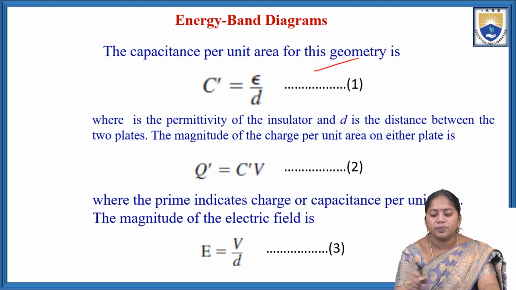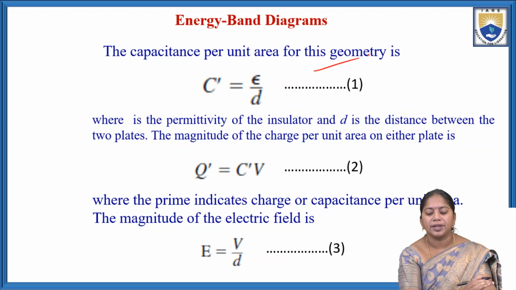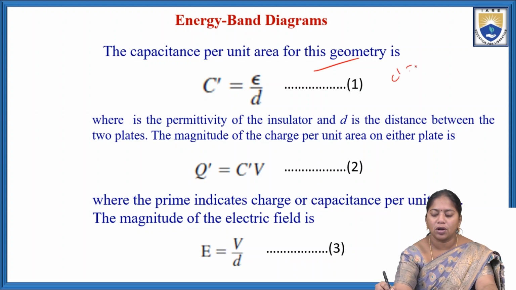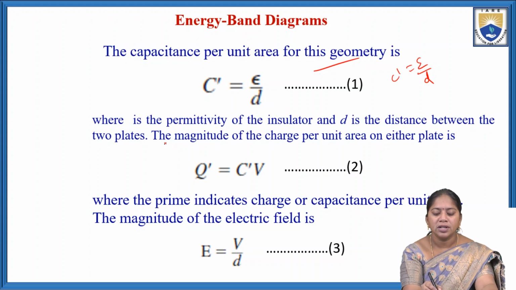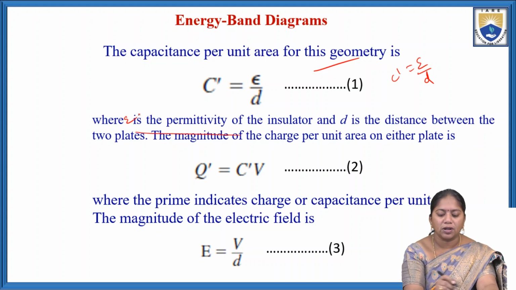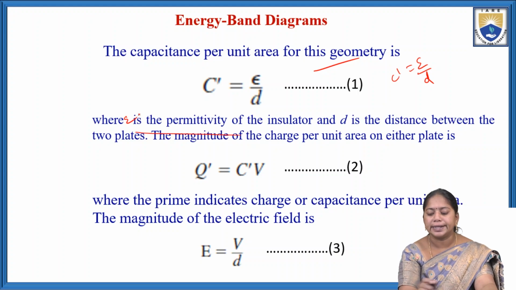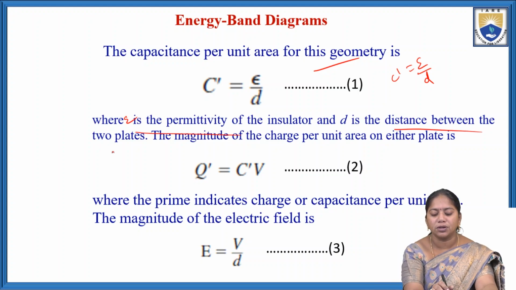The capacitance per unit area for this geometry is C' equal to epsilon by d, where epsilon is the permittivity of the insulator and d is the distance between the two plates.